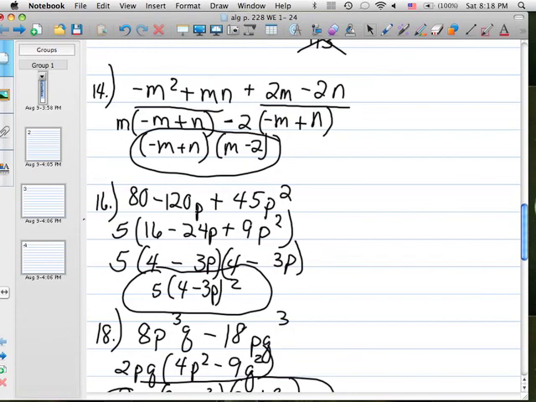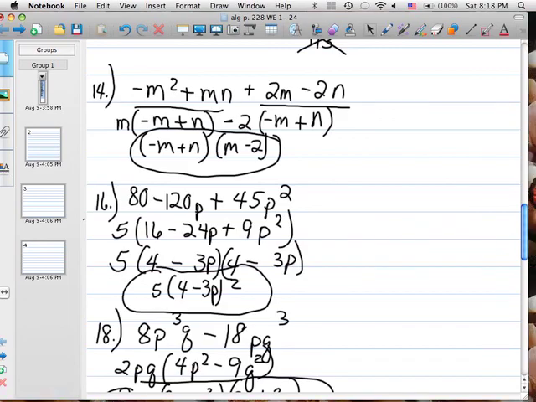We have 80 minus 120p plus 45p squared. Greatest common factor is 5, and that leaves us 16 minus 24p plus 9p squared. That is a trinomial. The ends are perfect squares. So I could take the square root of 16, put that down 4, and the square root of 9p squared is 3p. And check the middle.